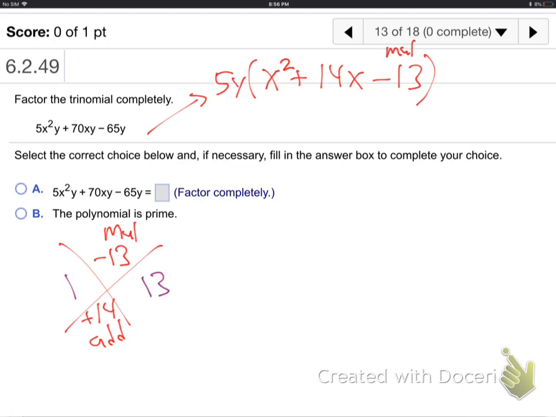What signs do they need? Sign down here always goes on the bigger one. Not left or right, but bigger one. Plus 13. Wait, that's not going to work, is it? Am I doing something wrong? It doesn't work, huh? Plus 13 times minus 1 would multiply to be minus 13, but that wouldn't add to be 14. You got to have both plus to make 14, but then that won't be minus. You got to have minus plus to make that, but that won't make this. So what does that mean? That means we stop right here.